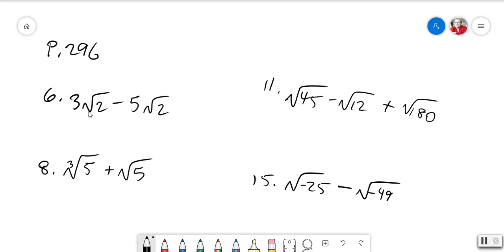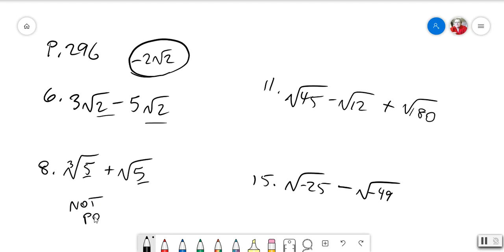Look at 6. My radical expressions are the same. So 3 minus 5 is going to give me negative 2 square root of 2. Just like adding variables. Here, even though the radicand, the stuff under the radical, is the same, your indices are different. Can't add apples and oranges. Not possible.